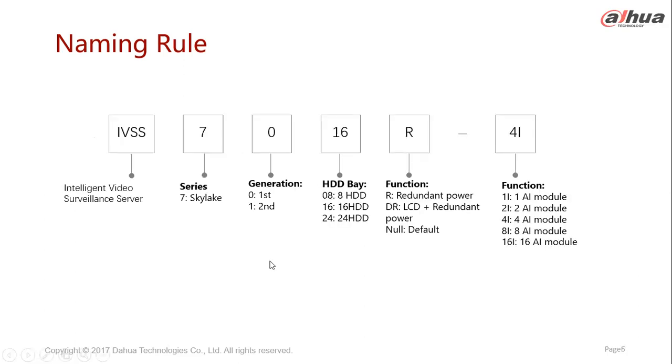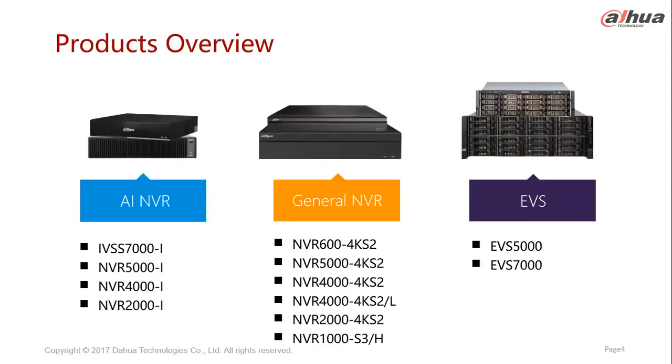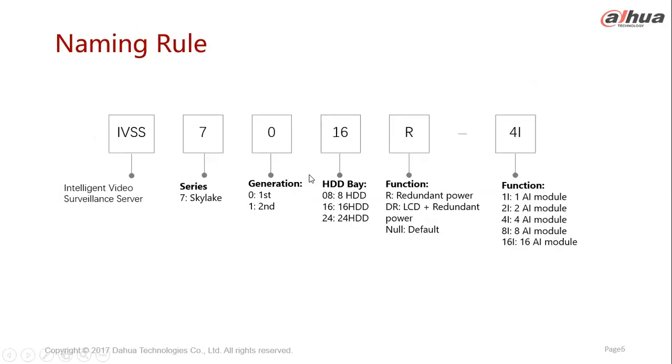Now we resume. So the naming, there was something that was not mentioned here. Oh, sorry, it's here, IVSS. IVSS is a category of NVR that is, let's say, a high-end NVR. And IVSS looks like the bottom one. You see the bottom one is an IVSS. So the naming rule for IVSS is also different. IVSS is just like an NVR, but a high-end one.